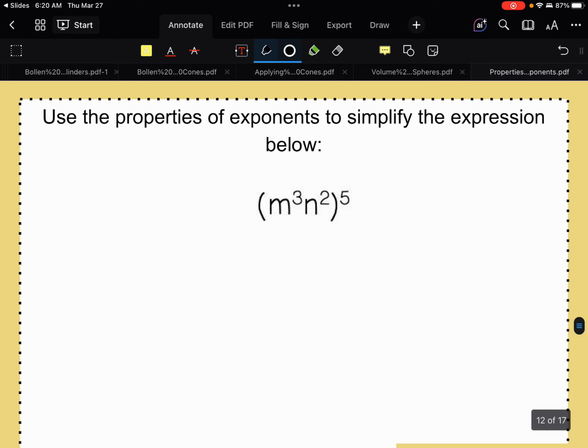Alright, go ahead and try this one all on your own. Remember to follow PEMDAS. This one's kind of easy. You just distribute that 5 to each one of those. And remember to follow your rule when you're distributing, that you're multiplying because you're raising a power to a power.